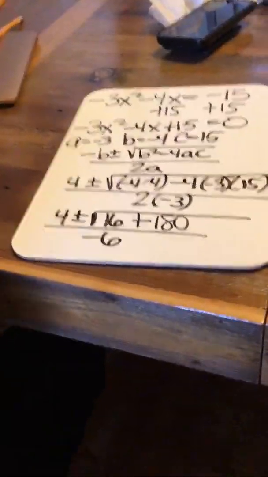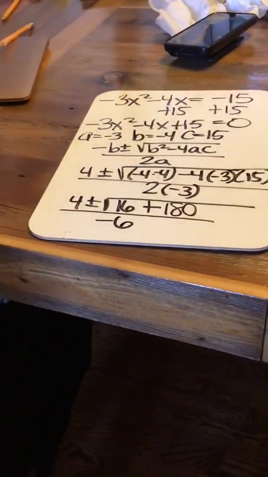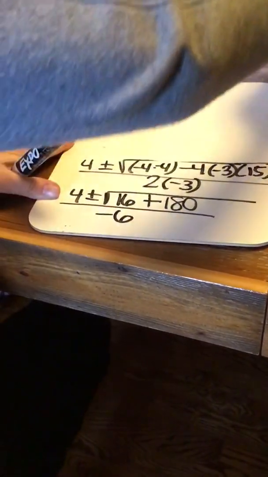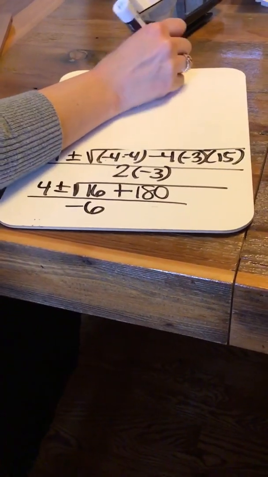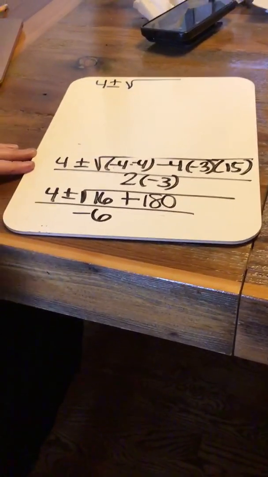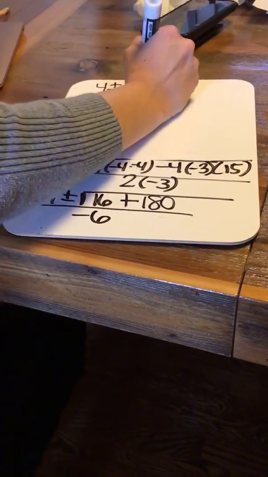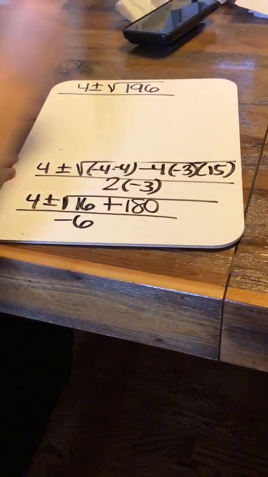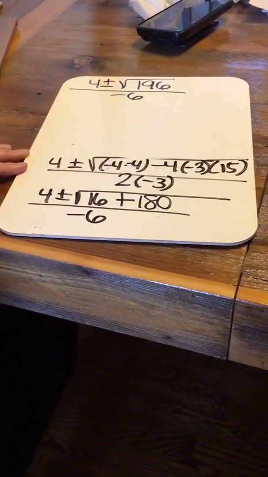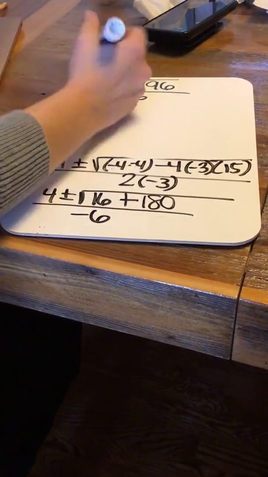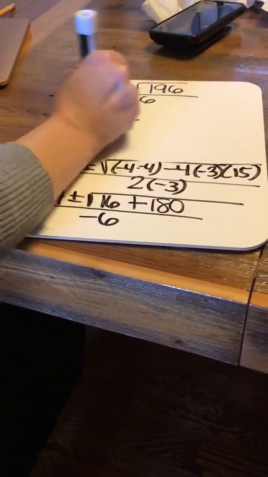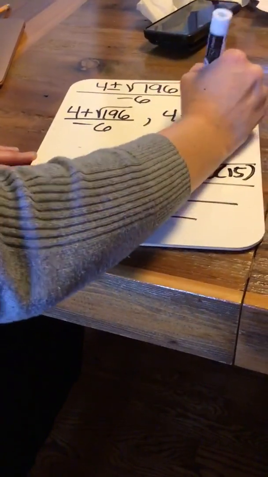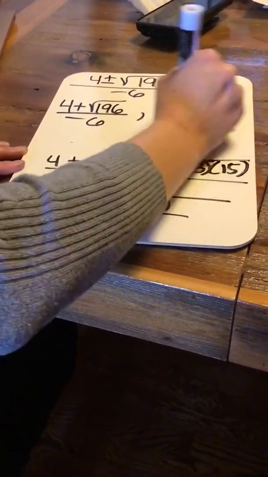Now I need to go ahead and add those up so that I can finish this, so I'm going to move to the top here. Hopefully you've gotten everything up to here. This is going to be 4 plus or minus the square root of 196 all over -6. Okay? Now I can break this up into 2 problems. 4 plus the square root of 196 over -6, and 4 minus the square root of 196 over -6.